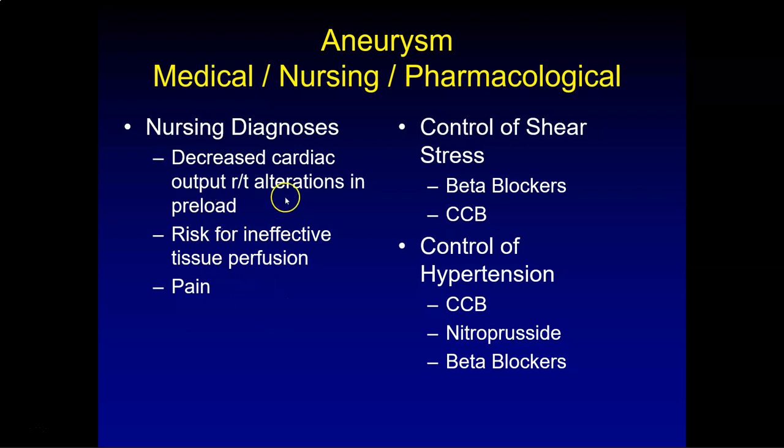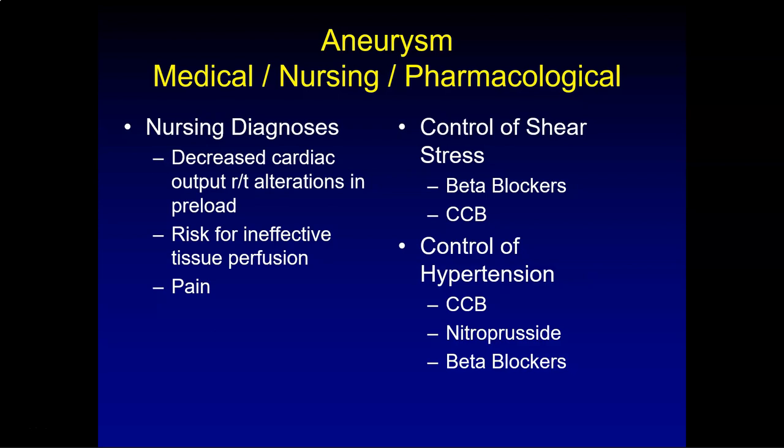Here are your diagnoses over here. What we can do to control hypertension, I do want to discuss briefly. Calcium channel blockers and betas, I mentioned them earlier. Nitroprusside can also be used to control persistent states of uncontrolled hypertension or hypertensive crisis. It is not a first choice.